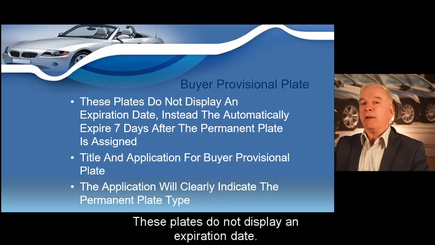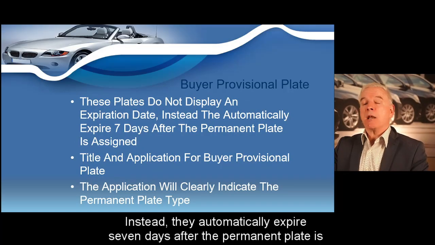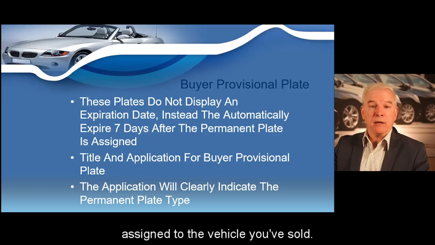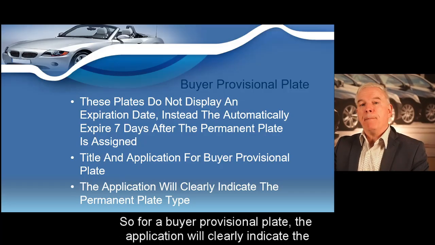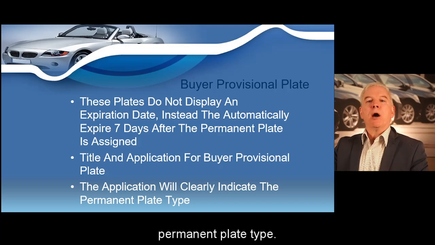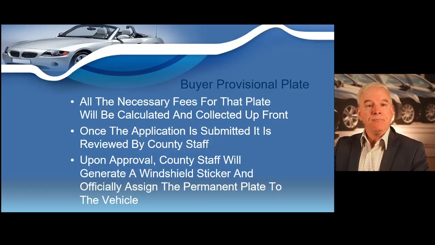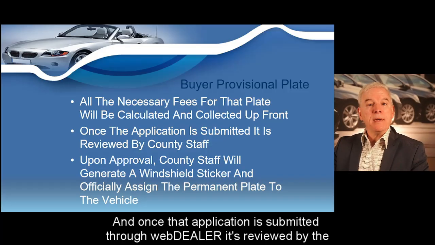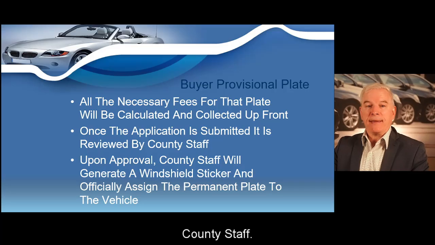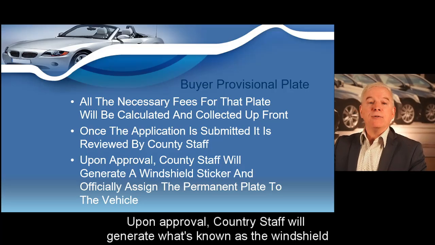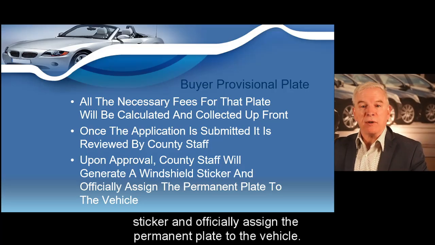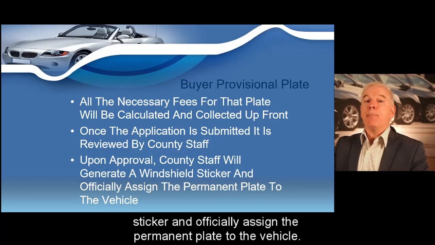These plates do not display an expiration date. Instead, they automatically expire 7 days after the permanent plate is assigned to the vehicle you've sold. So for a buyer provisional plate, the application will clearly indicate the permanent plate type. All the necessary fees for that plate will be calculated and collected up front. And then once that application is submitted through WebDealer, it's reviewed by the county staff.